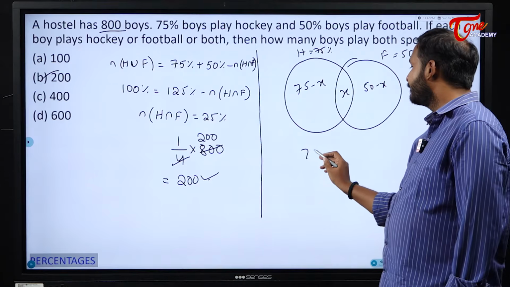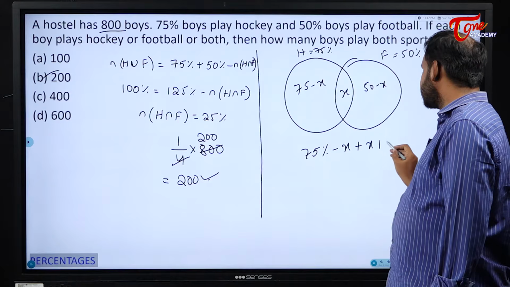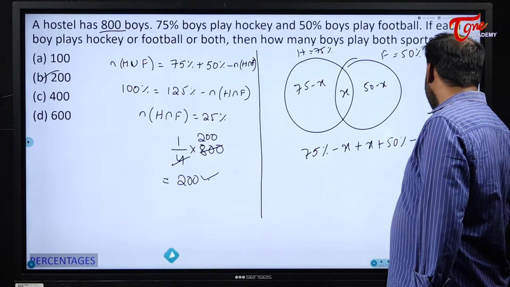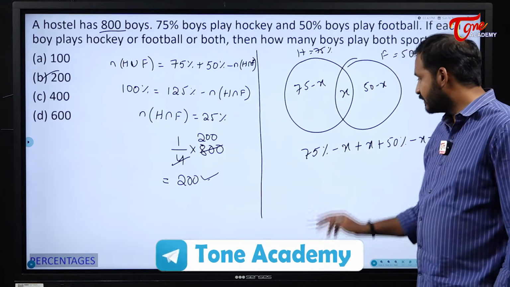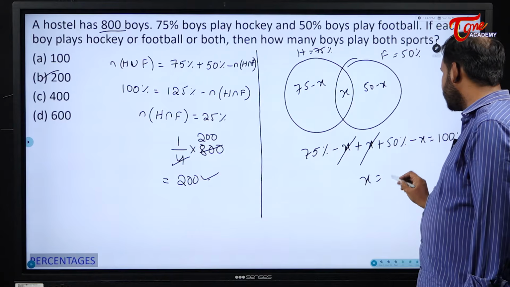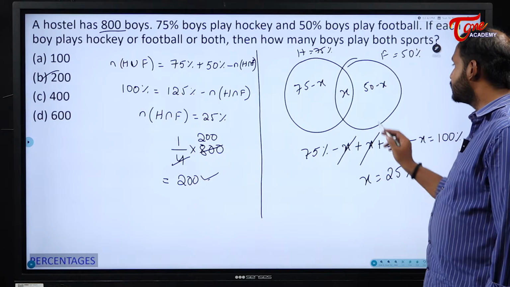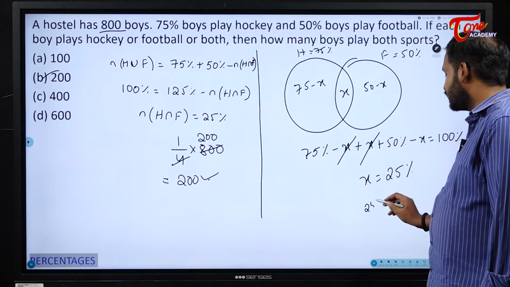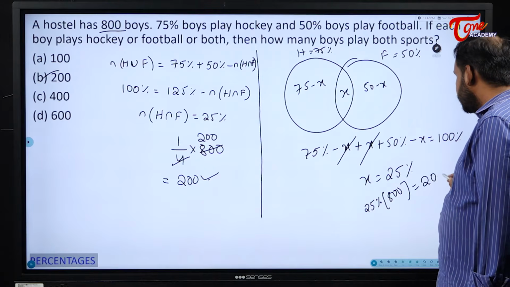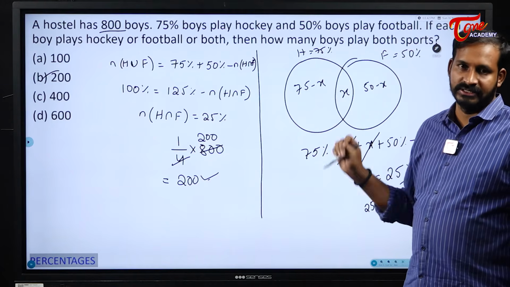So what can I write here? 75% minus x plus 50% minus x is equal to 100%. Minus x plus x get cancelled, so the x value will become 25%. If x is 25%, so 25% of 800 is equal to 200. So that means anyway you will get the same answer. You should be good with both the methods.